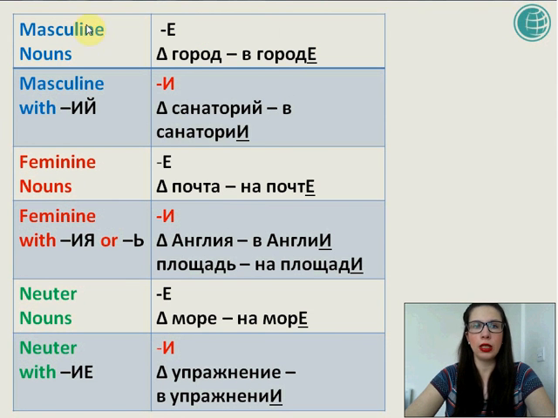And this is all the information you have to know about the prepositional case. Again, you can just stop this video for a few seconds and repeat all the endings. These are just two endings, "e" and "и", for the prepositional case. Just remember, we will use the prepositional case when we need to talk about location. For example, я в городе, I'm in the city. Я на почте, I'm at the post office. Я в Англии, I'm in England, etc.